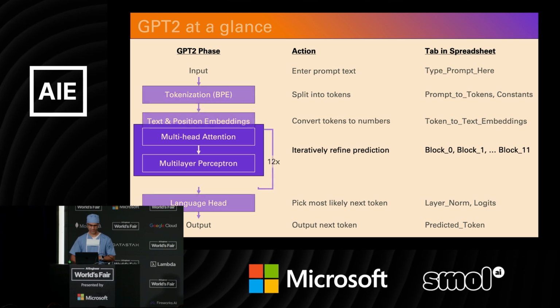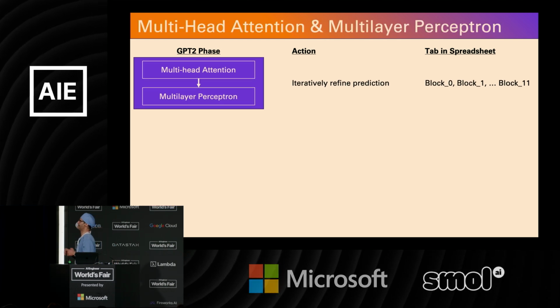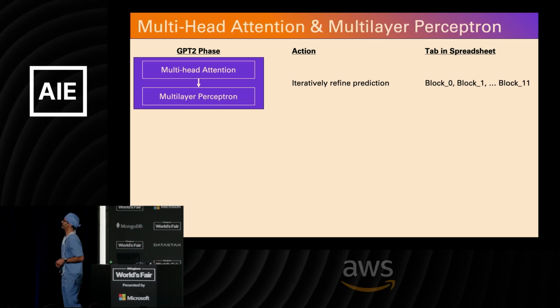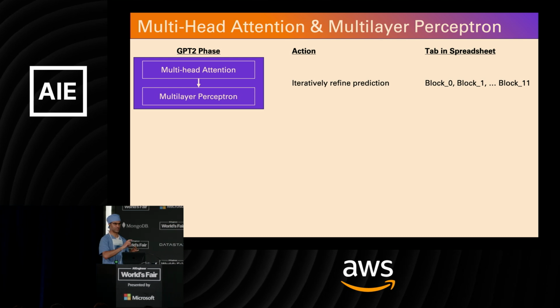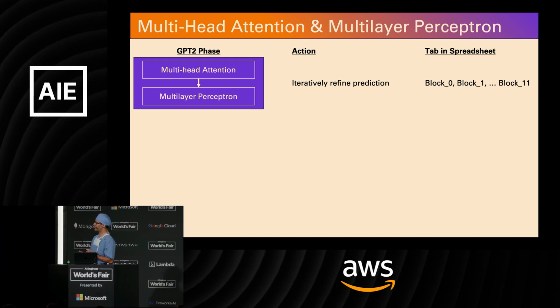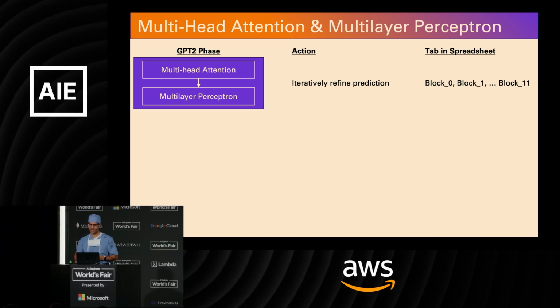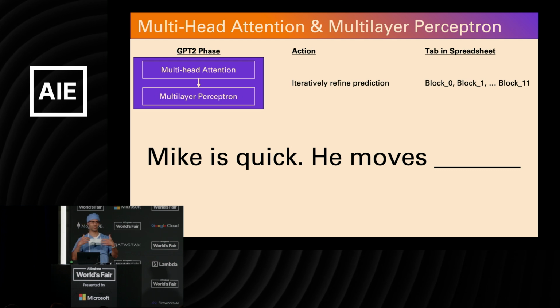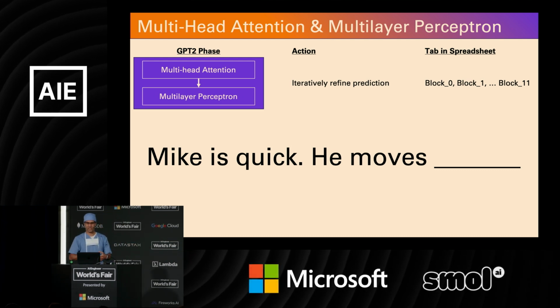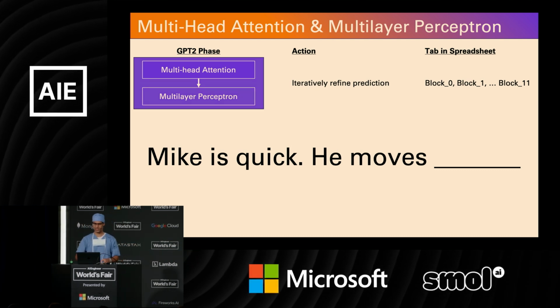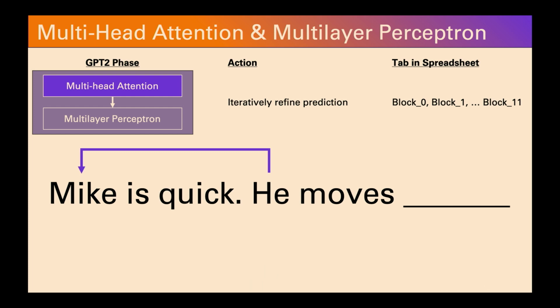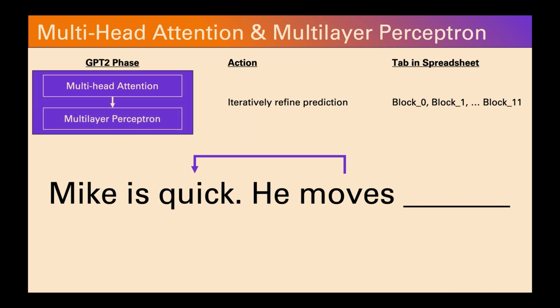OK. Then we get to the layers. This is the heart of the number crunching. So there are two key components. There's attention, and then the neural network, or multi-layer perceptron. And in the attention phase, basically, the tokens look around at the other tokens next to them to figure out the context in which they sit. So the token he might look at the word Mike to look at the antecedent for its pronoun. Or moves might look at the word quick, because quick actually has multiple meanings.